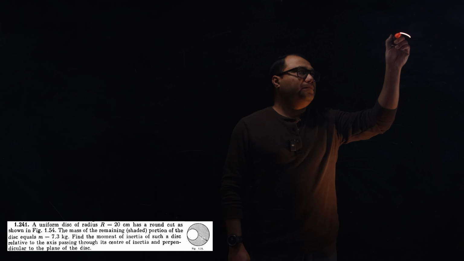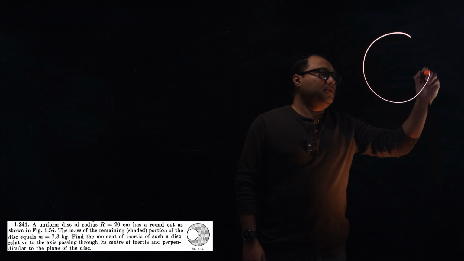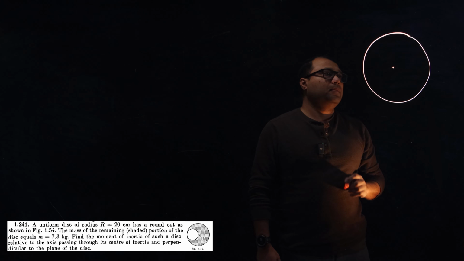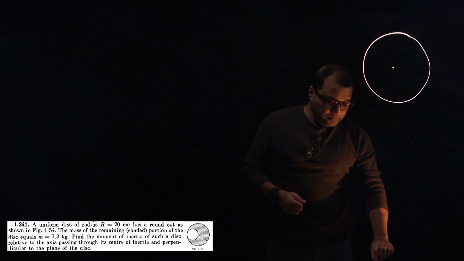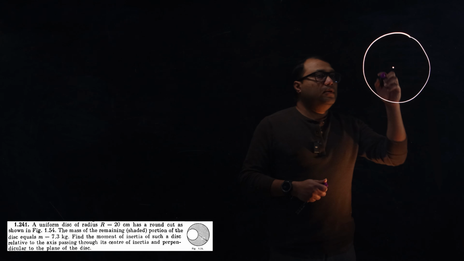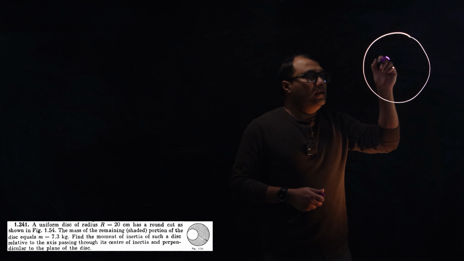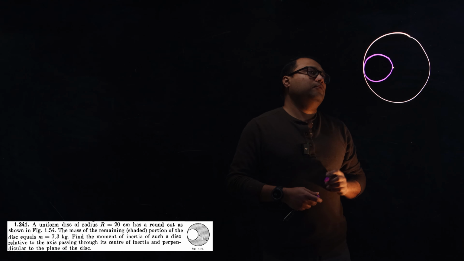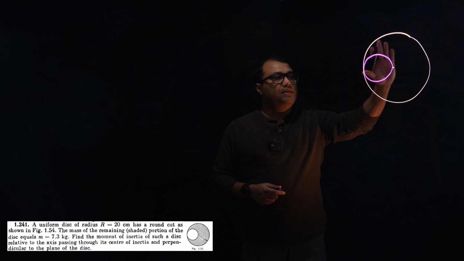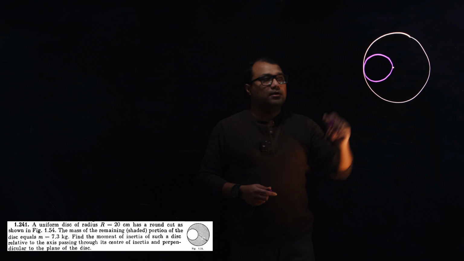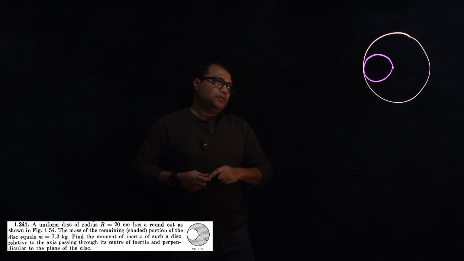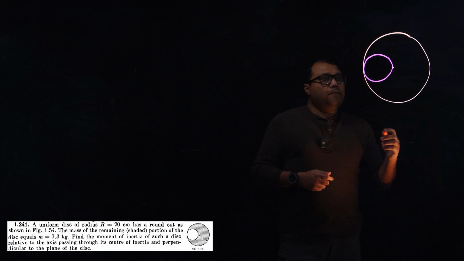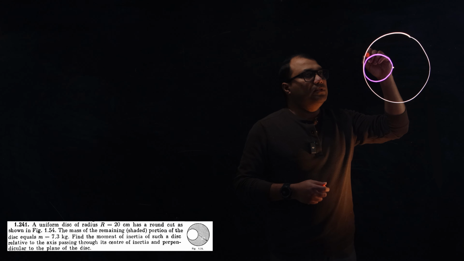So we have a uniform disk, and this is radius r, and then we have a disk of radius r by 2 which is cut out from here. So the only part of the disk that is there is this; the purple part is cut out. Now, so let me do the shaded part.